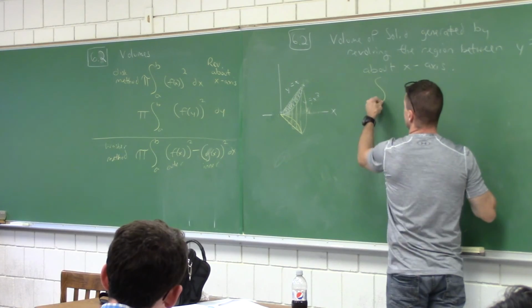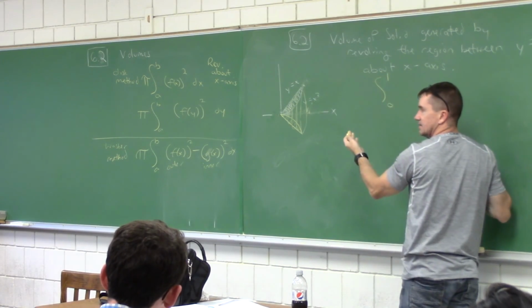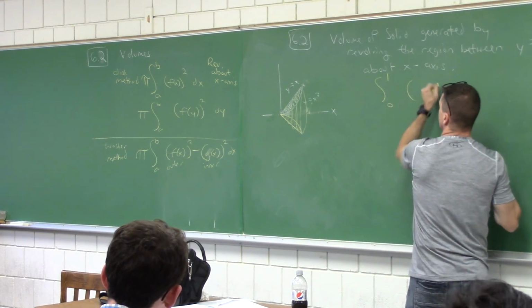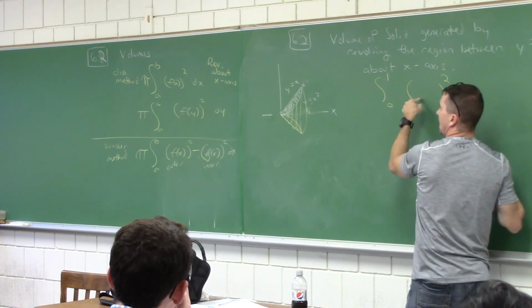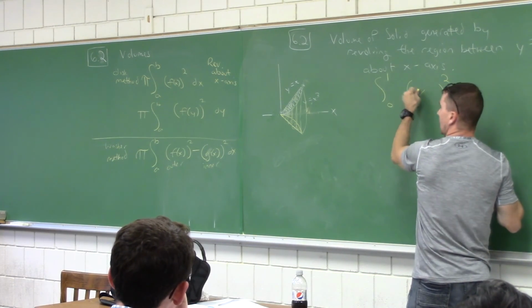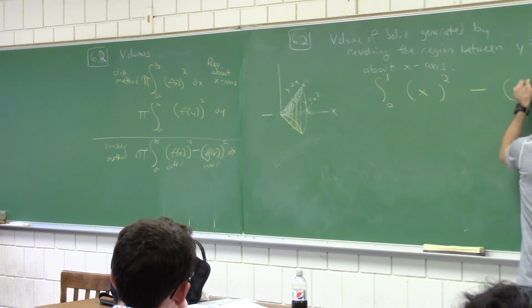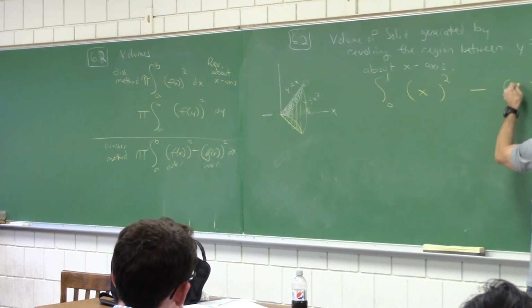Here's the setup. We're going from 0 to 1, right? Isn't that where they met? 0 to 1. The outer is the x. Who's the inner? The x cubed.